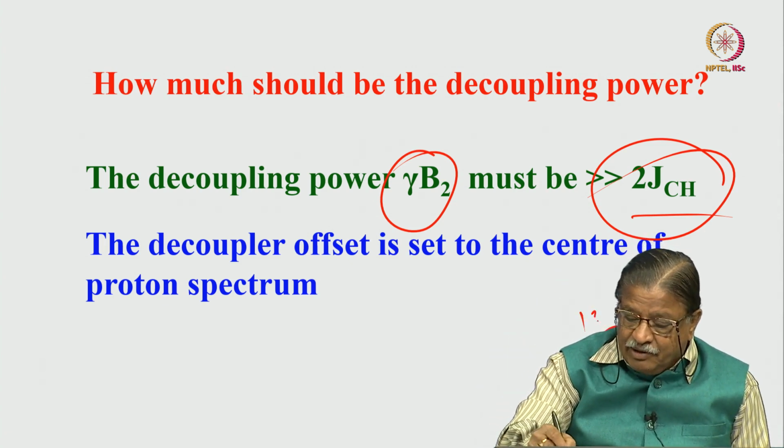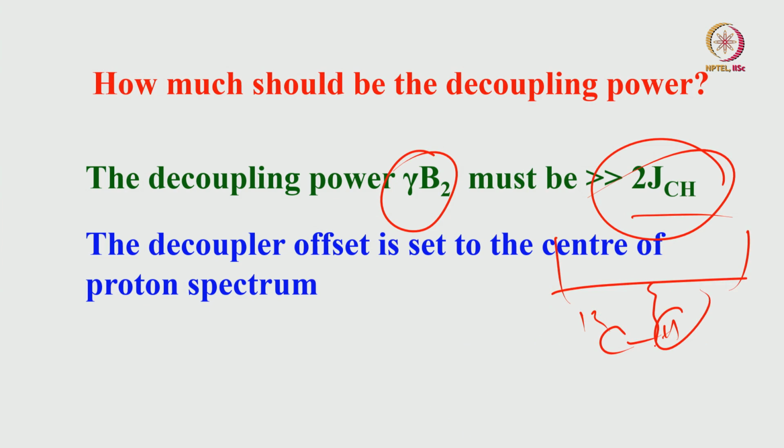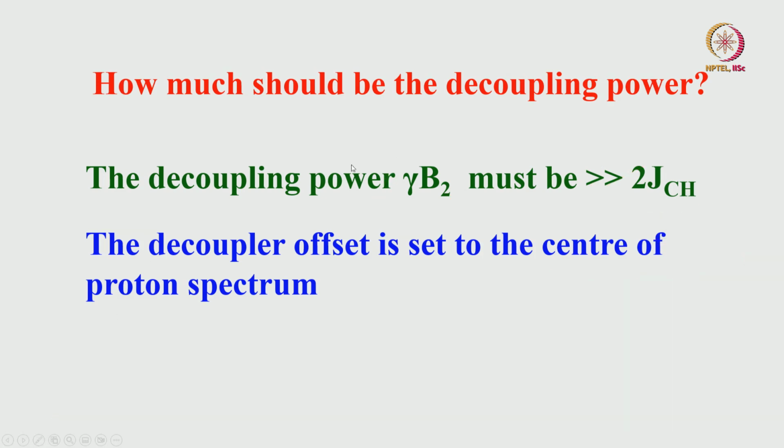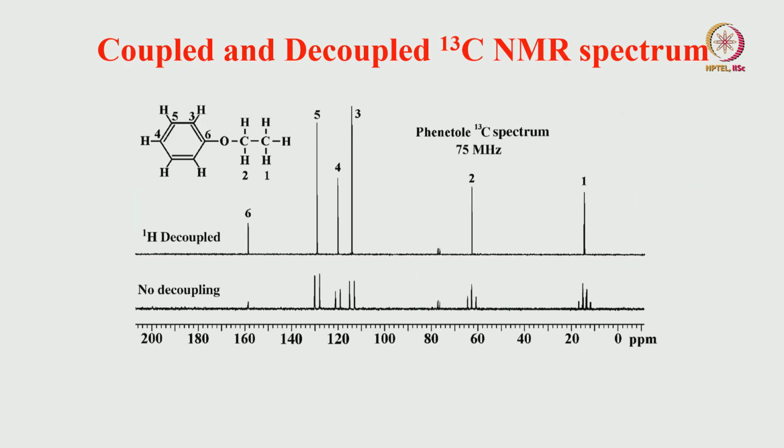Remember, carbon is coupled to proton. We have a proton spectrum. Go to the center of this proton spectrum. At that place you apply the RF power. When you apply the second RF, the decoupling RF, this thing happens. So this offset, the decoupler offset, has to be set to the center of the proton spectrum, and its power should be at least twice larger than the CH coupling. And the broadband spectrum, as I told you, gives us a single, distinct peak for each chemically inequivalent carbon. Very simple. Okay.